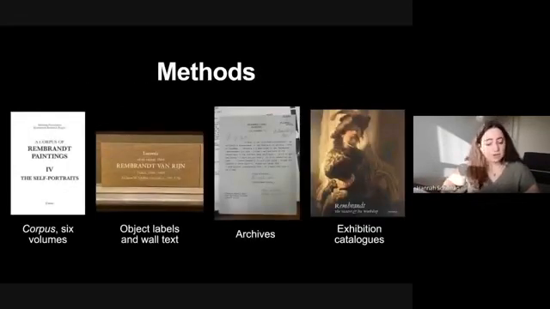My methodology is drawn from 4 sources. First, the RRP's corpus. I chose to treat these 6 volumes as a primary source, even though they are technically a secondary source. And second, I would like to focus on my 3 case study museums' object labels and wall text for the individual paintings I chose to examine. Third, the museums' archives, accessible either online or in physical dossiers. And last, exhibition catalogs that include my case study paintings.